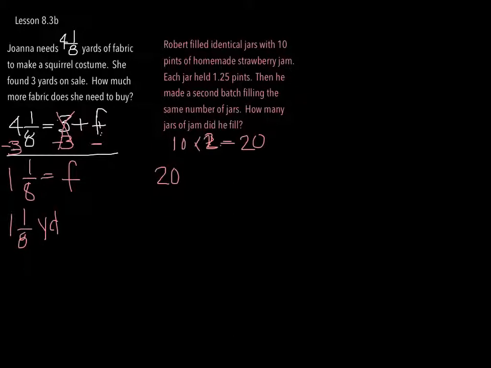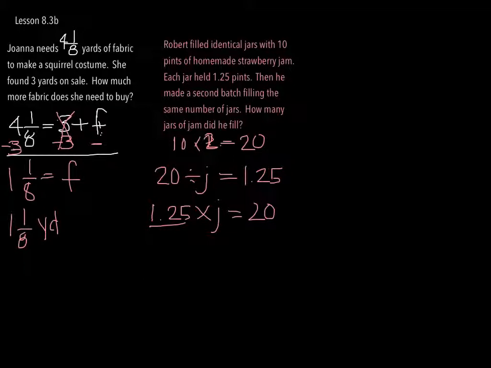And each jar is 1.25. So if I take 20 and divide by j, I'm going to get 1.25. I could also, if I wanted to, take 1.25 times j, which means 1.25 pints times j will give me 20. Now, which way I go, it doesn't really matter.